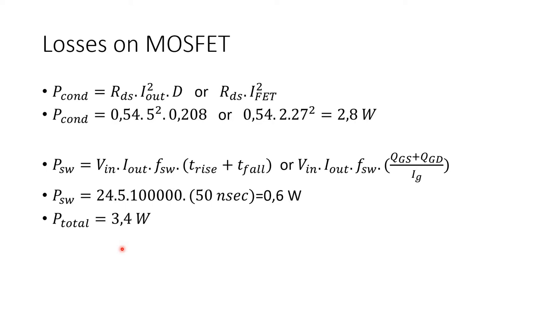Before moving on to the thermal calculations, first we need to calculate the power losses on the MOSFET. There are two types of power losses. First is the conduction loss and the second is the switching loss. In order to calculate the conduction loss, we can use the following formula. We can multiply the RDS on with the square of the output current and with the duty cycle, or we can simply multiply the RDS on with the RMS of the current passing through the MOSFET. Both give the same result, which is 2.8 watts of power loss due to conduction in the MOSFET.